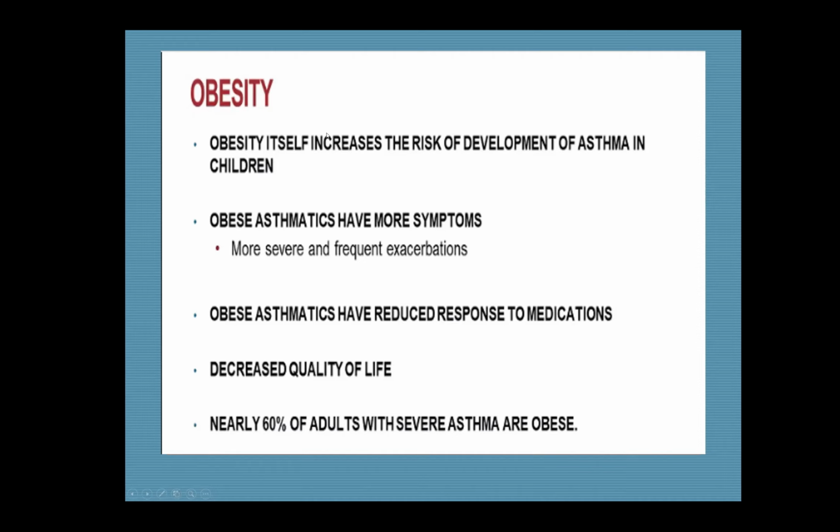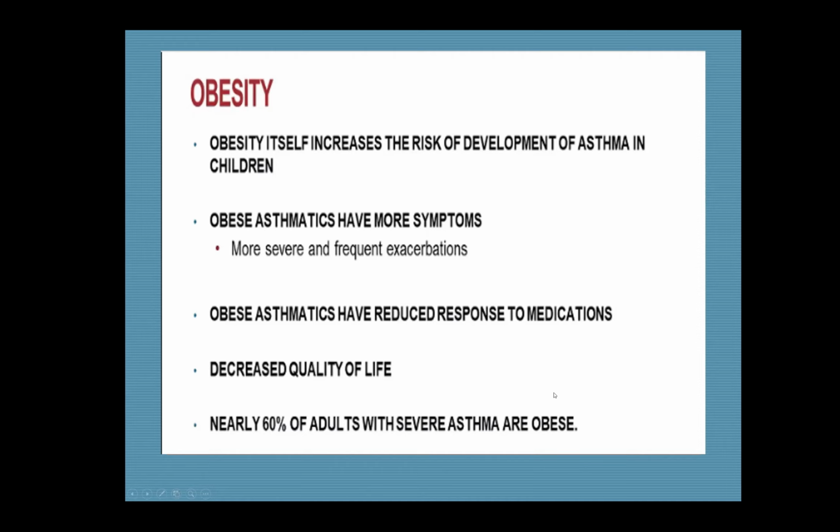Obesity increases the risk of developing asthma. Obese asthmatics have more symptoms. They have more frequent exacerbations. Leptin is pro-inflammatory. Leptin and the hormones and the inflammatory cascade that's present in fat give you worse asthma. But it's worse asthma that you don't want to be treating with prednisone, obviously. Obese asthmatics have reduced response to medication, decreased quality of life. Nearly 60% of adults with severe asthma are obese.